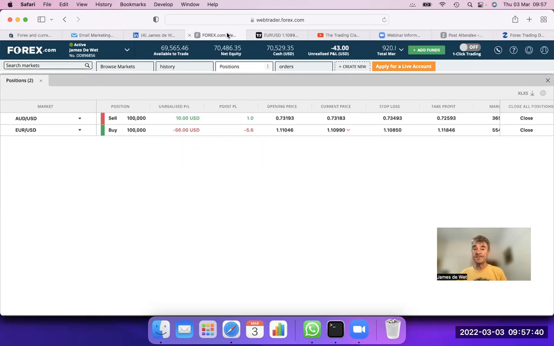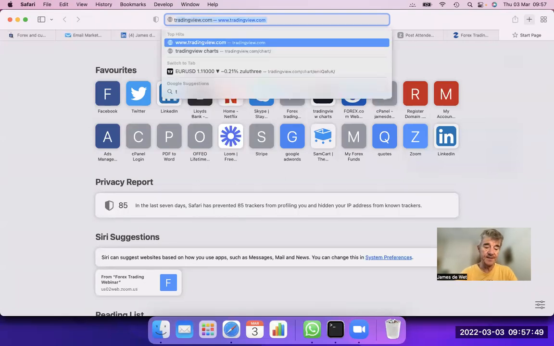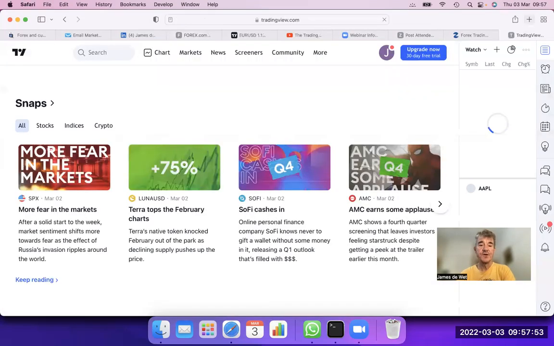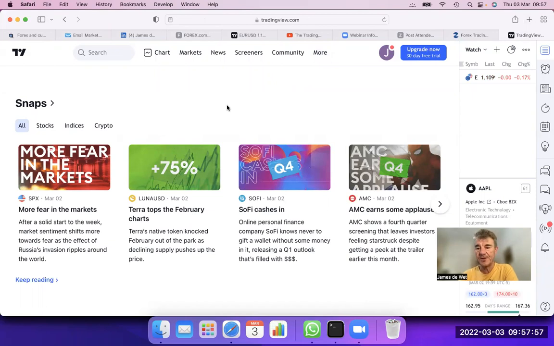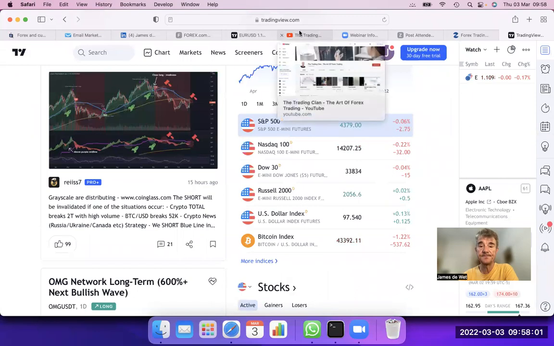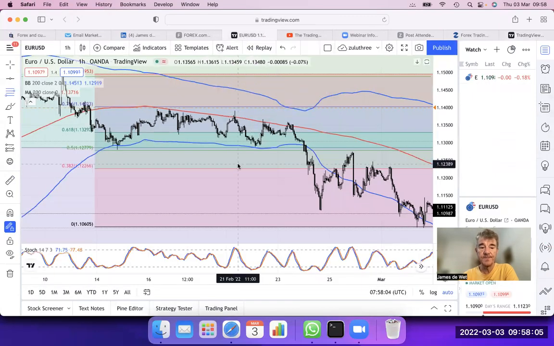The best charts. All right, so let's go back and have a look at the browser. These ones that I'm using are TradingView. TradingView charts. There you go. That's tradingview.com. And you can just open. This is what I'm using right now. This is the one that's on the screen. Very, very good.